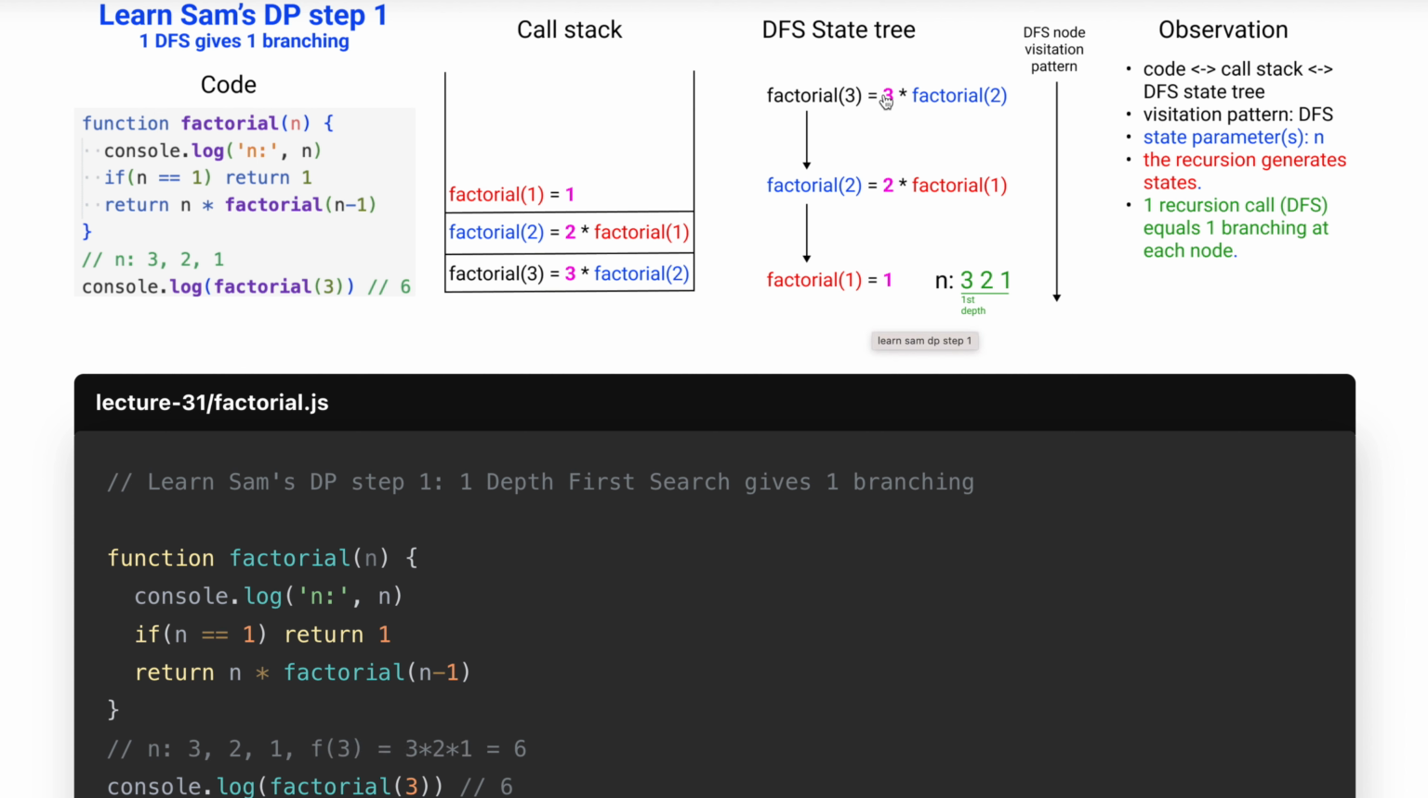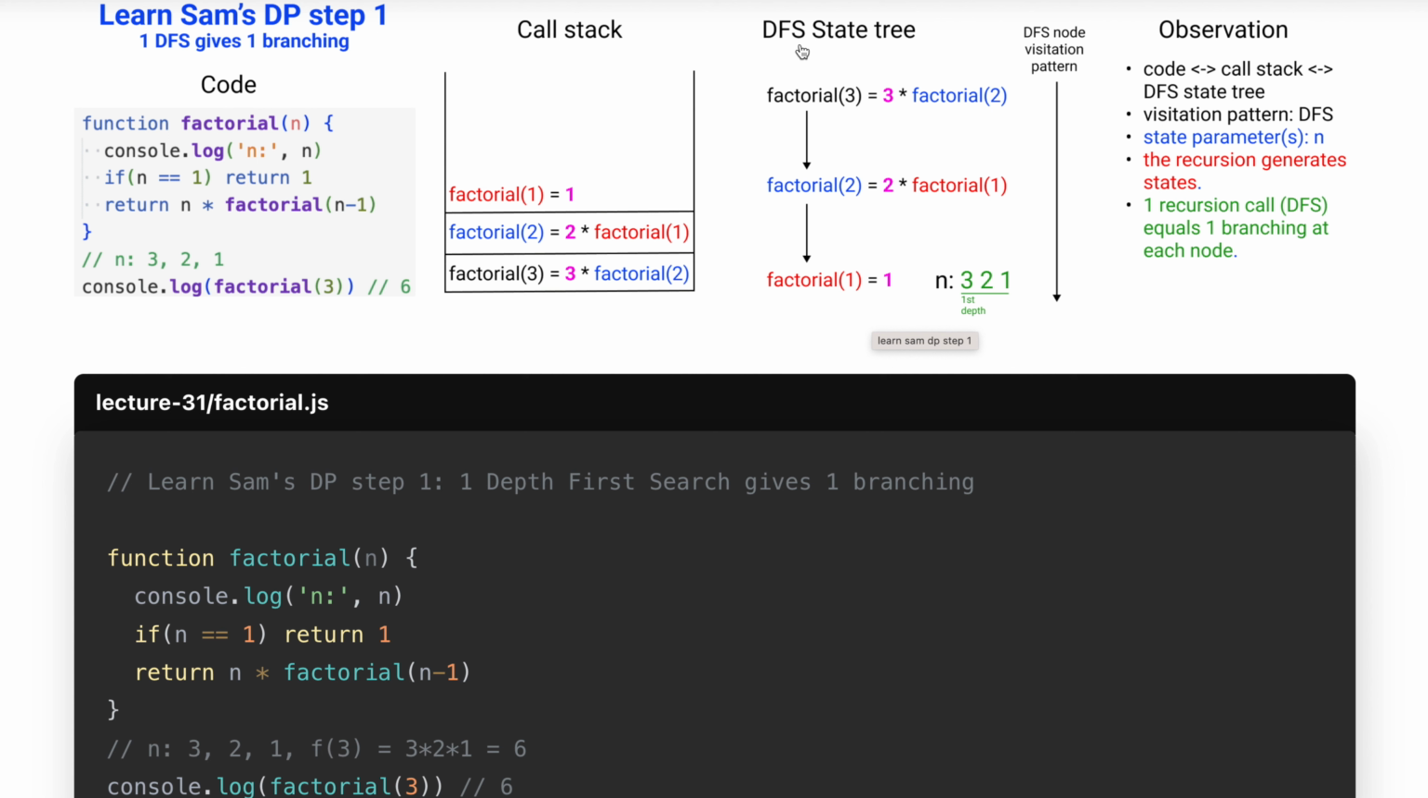And we call this number of interest our state parameter. And this node that we have here is a state. Another observation is that in the body of this factorial function, we only have one recursive call. And if we look at our call stack and then at our depth first search state tree, the tree always has only one branch, from top to bottom.